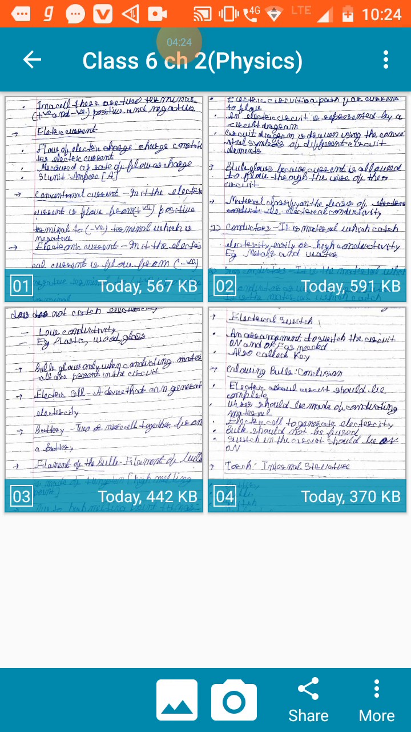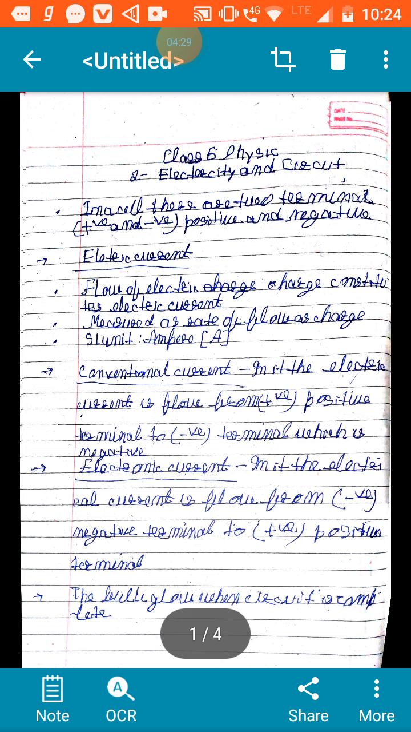Light chapter check. Electricity and circuit.